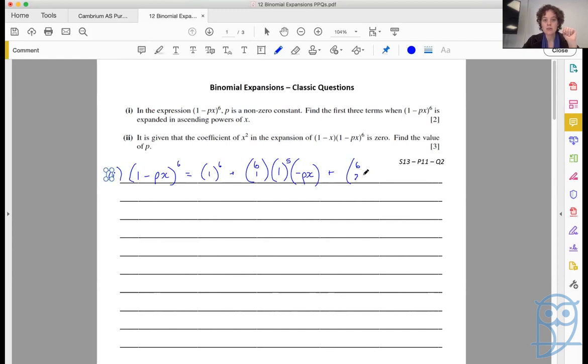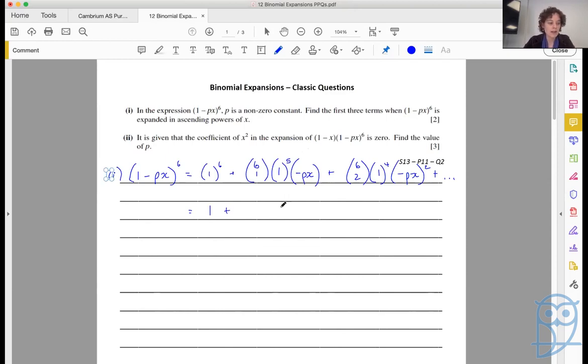Next one, 6, 2, 1 to the 4, minus px now gets squared, plus dot, dot, dot. We're only doing the first three terms. We are not saying the whole expansion is equal to only 3 terms, so we communicate that we know there's more than 3 terms here. With the exception of our first term, which equals 1, each term has 3 elements: our nCr piece, our a piece, and our b piece. And that's what you're going to do every time you build a term.